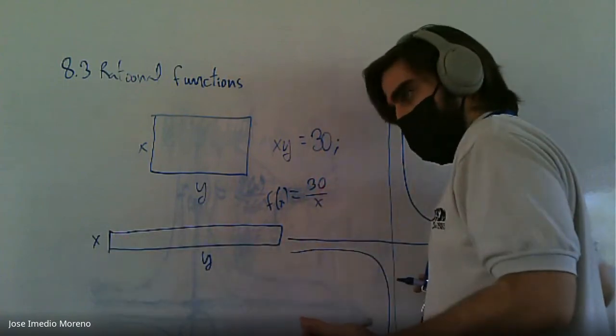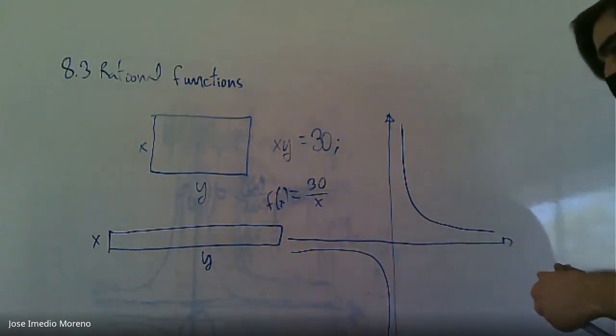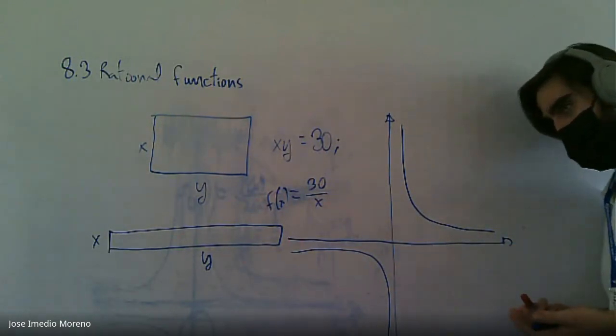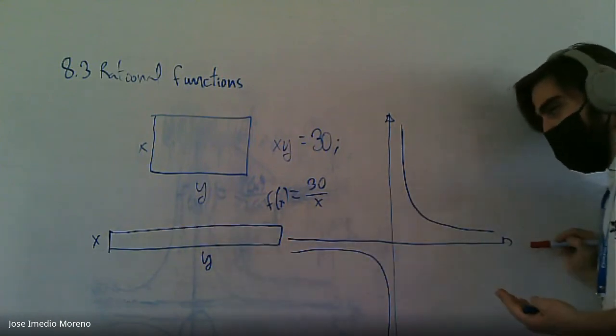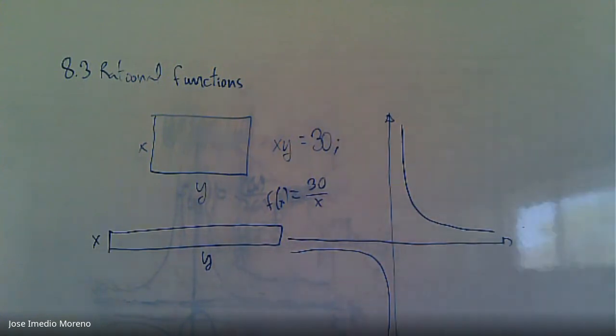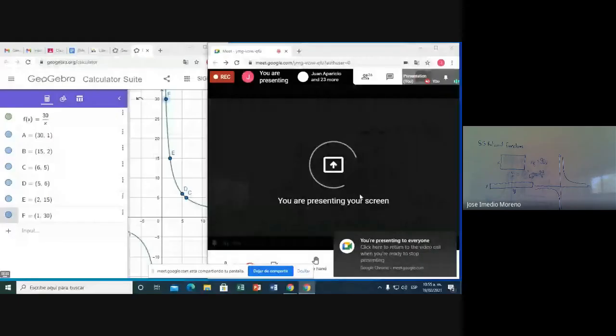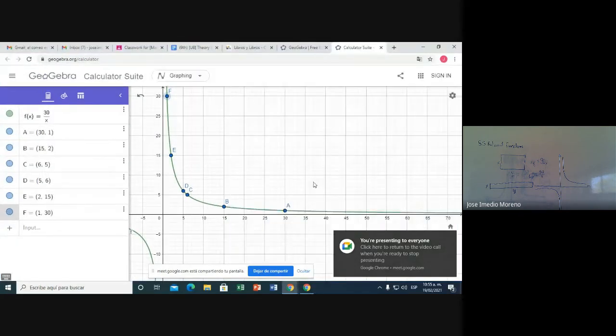That's an asymptote. It's a value that I approach, but I never touch. Here, this y or this x, they can never be zero. They will be very, very close, but it will never be zero. And that's easier to see in GeoGebra. So I'm sharing my screen again. Okay, so let's see that here.